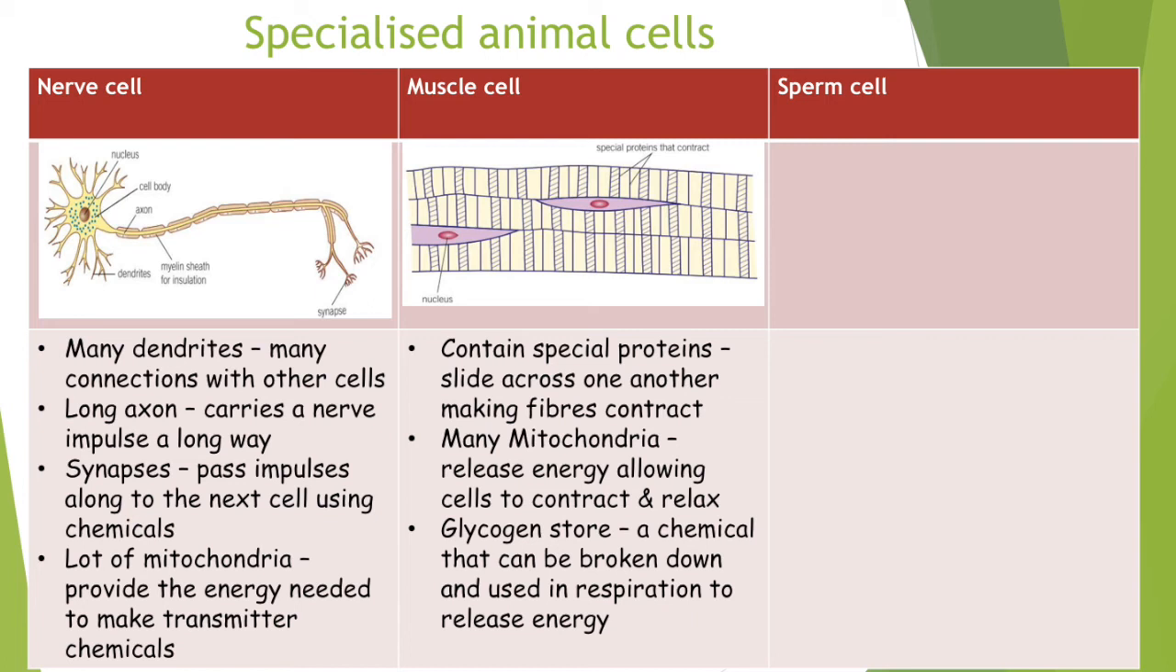They also contain many mitochondria to transfer the energy needed for the chemical reactions to take place as the cells contract and relax. And finally, they can store glycogen. This is a chemical that can be broken down and used in cellular respiration by the mitochondria to transfer energy needed for the fibres to contract.